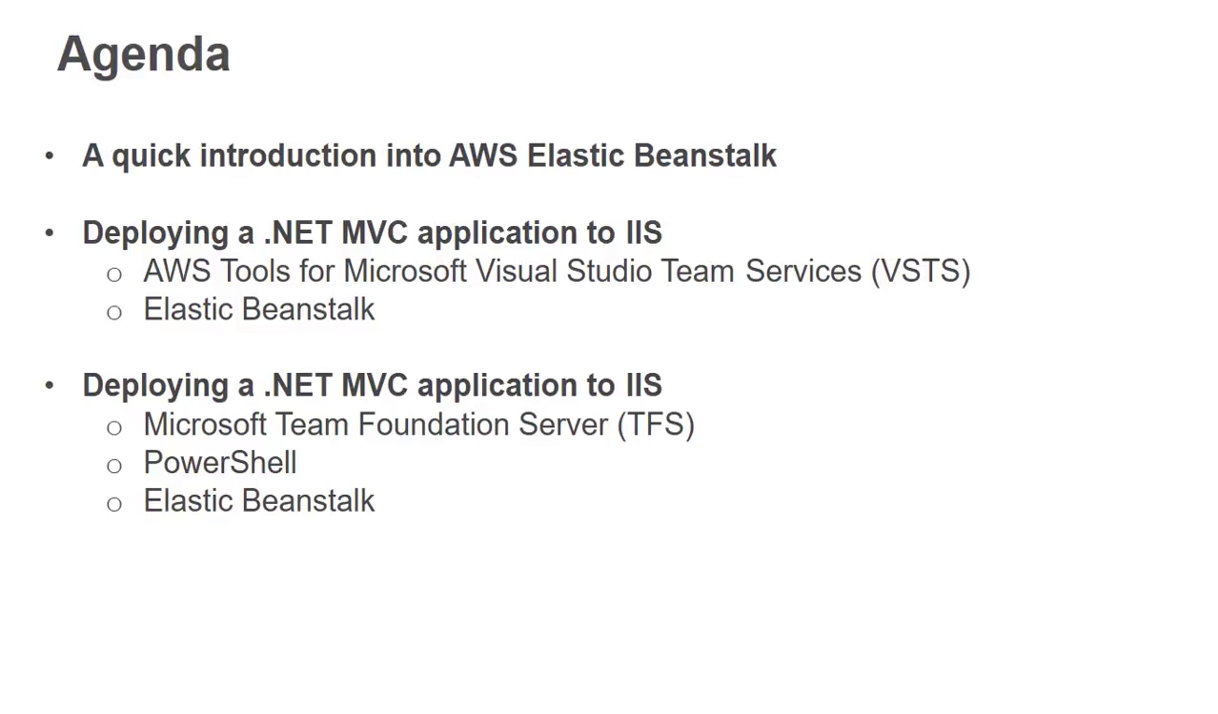Then I'm going to deploy a .NET MVC application to an IIS, and I'm going to use AWS tools for Microsoft Visual Studio Team Services. So I'm going to use the hosted version of Team Services. And also I'm going to use Elastic Beanstalk in this deployment. In the next iteration, I'm going to improve the deployment I did, and I'm going to use PowerShell, Elastic Beanstalk, and Microsoft Team Foundation Server.